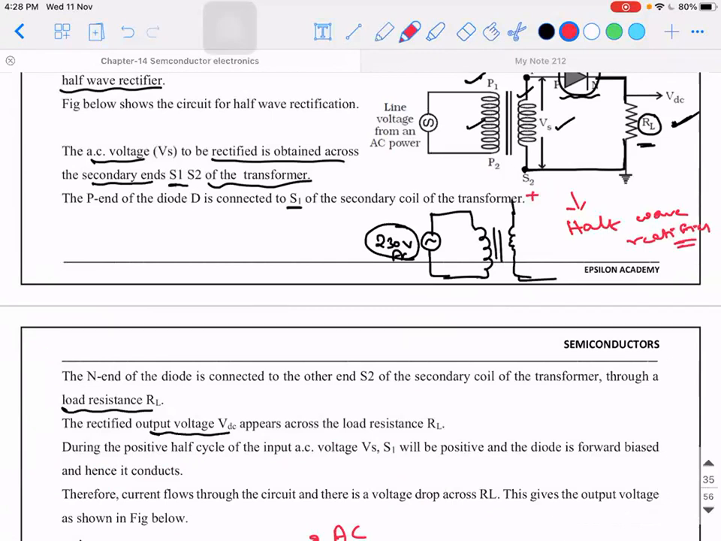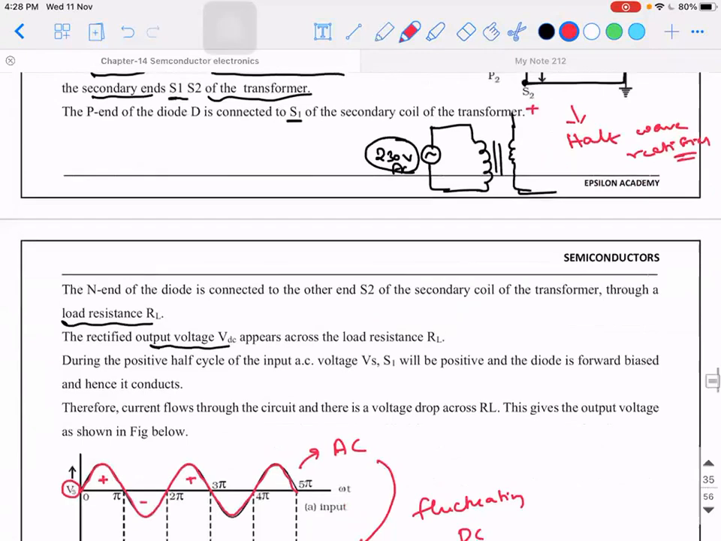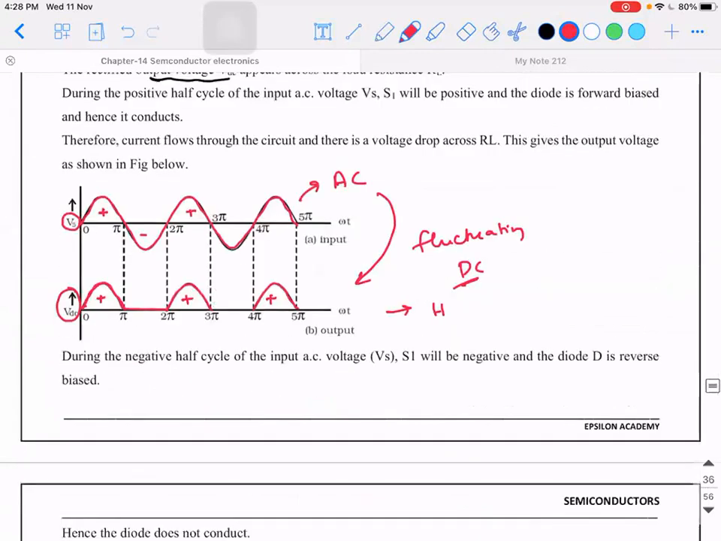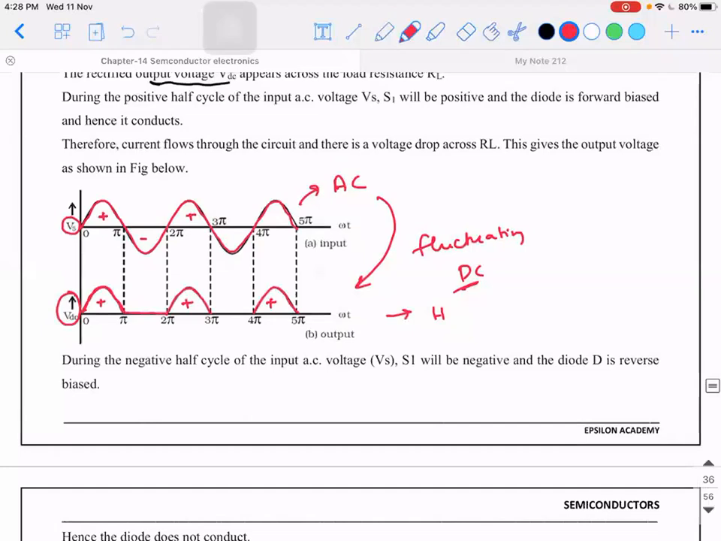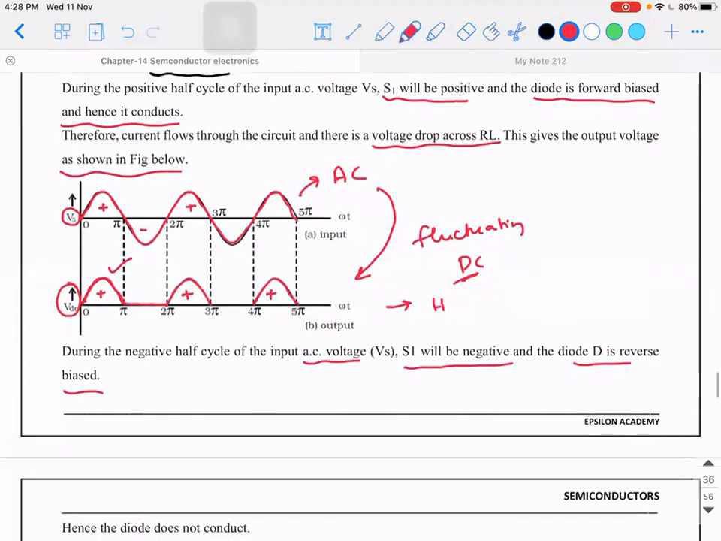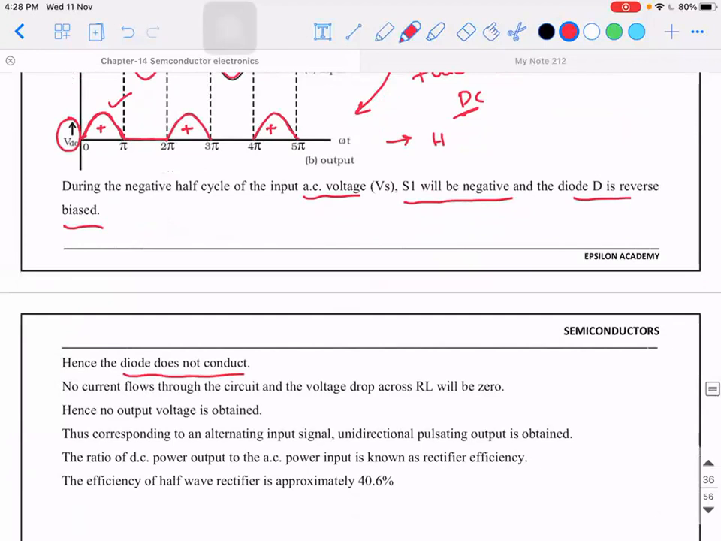Yes, sir. Okay. So that's the story given here. During the positive half of the cycle, S1 will be positive and the diode is forward biased, hence it conducts. Therefore, a current flows through the circuit. There is a voltage drop across RL. This gives the output voltage as shown in the figure, this cycle. During the negative half of the cycle of AC, S1 will be negative and the diode D will be reverse biased. Hence, the diode does not conduct. No current flows through the circuit and the voltage drop across RL will be 0. Hence, no output voltage is obtained, like how we have shown here.